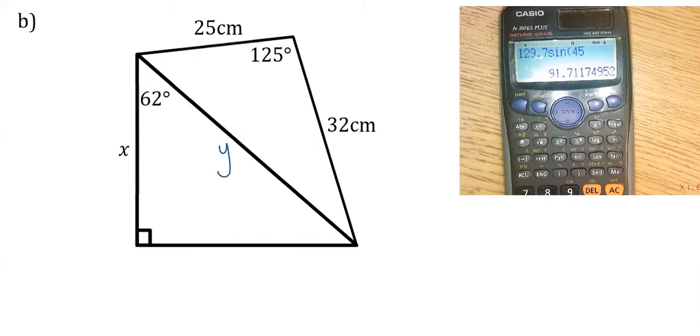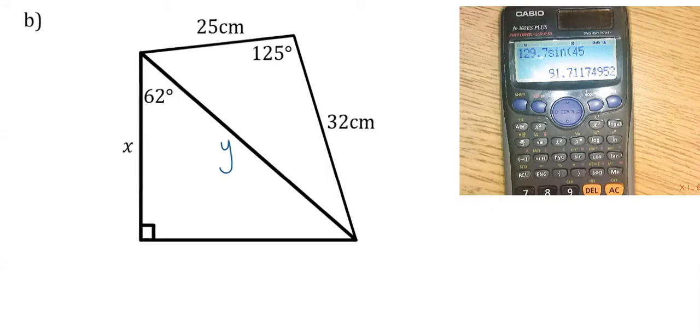And what am I going to use? This is not a right triangle, so I'm not using SOHCAHTOA. So what am I going to use to find Y? Who knows? It's going to be sine law or cosine law. Sarah, why do you think? Right, two sides and the angle between them is cosine law.